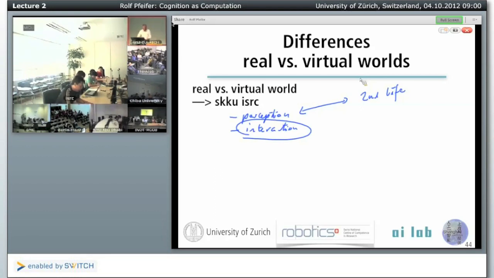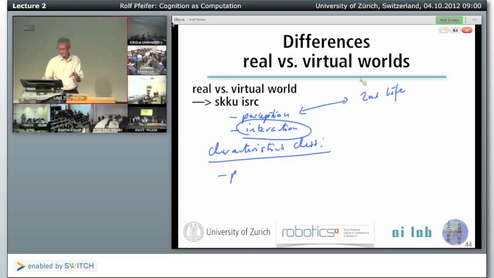What are the characteristics of, let's say, a virtual world like chess? Let's take chess. So how does chess work? You have board positions, right? A board position is a board position or not. There's nothing in between. So it's clearly defined. And if you have a particular board position, then what can you say about the possible moves?